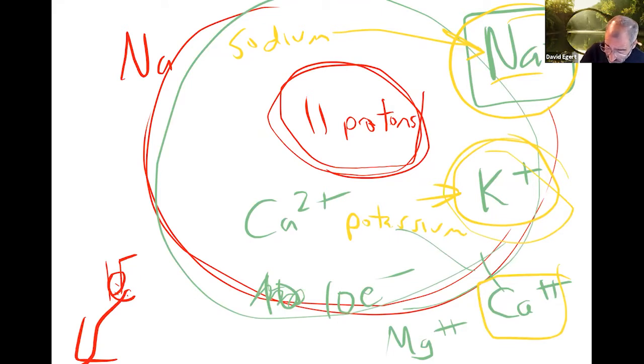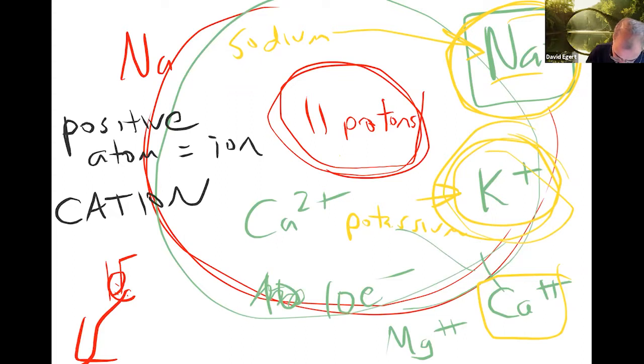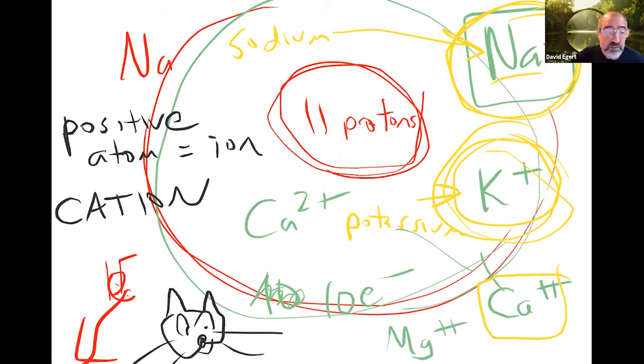If something becomes a positive ion, then it's called a cation. So cations like sodium, potassium, calcium, magnesium.